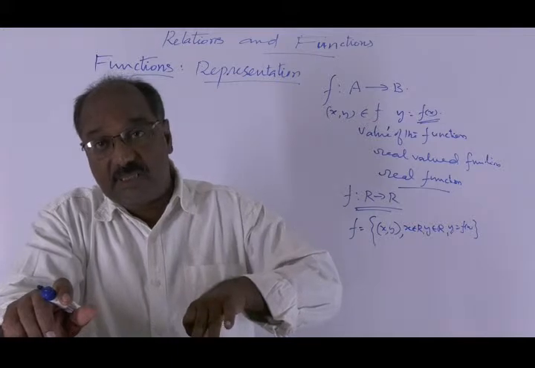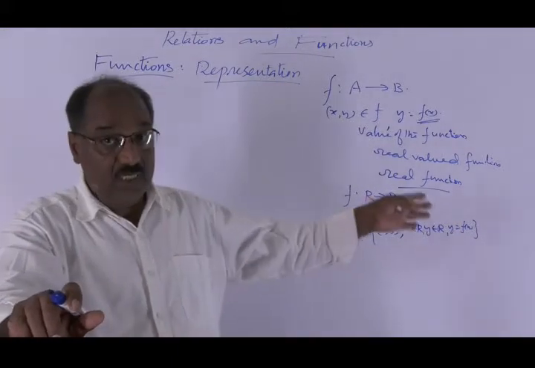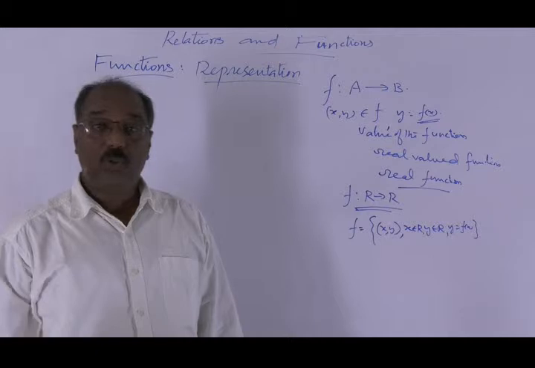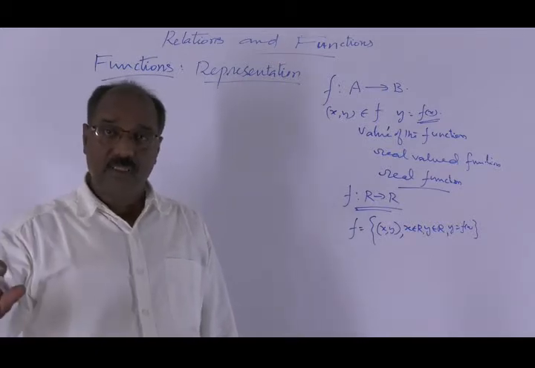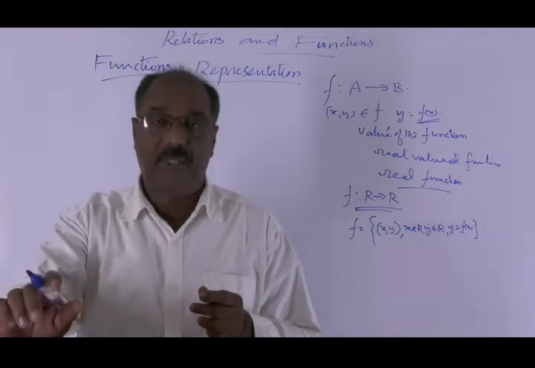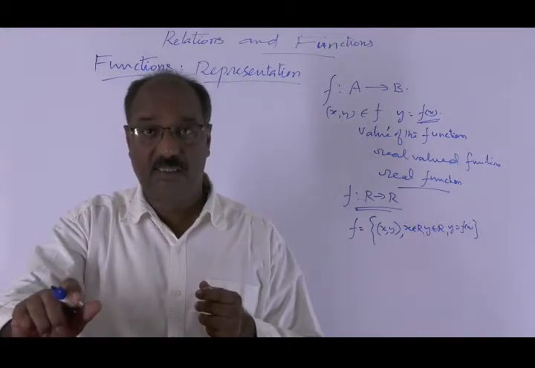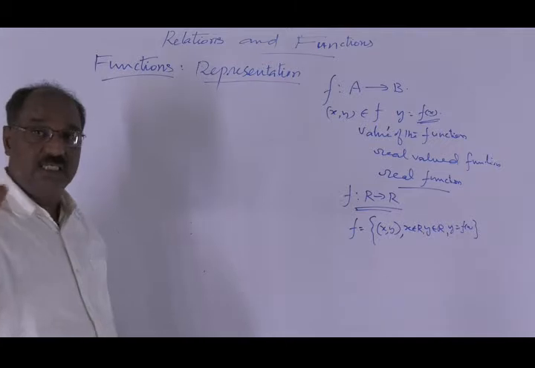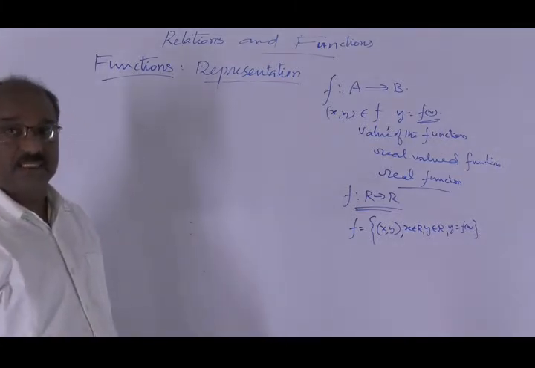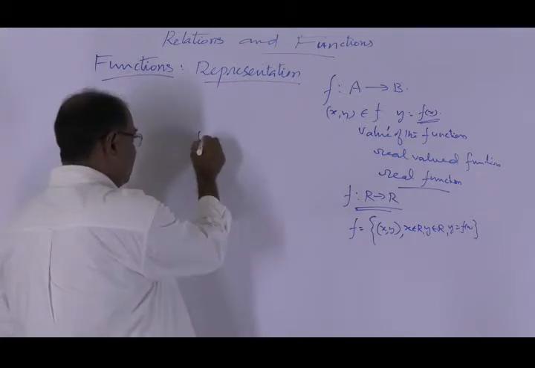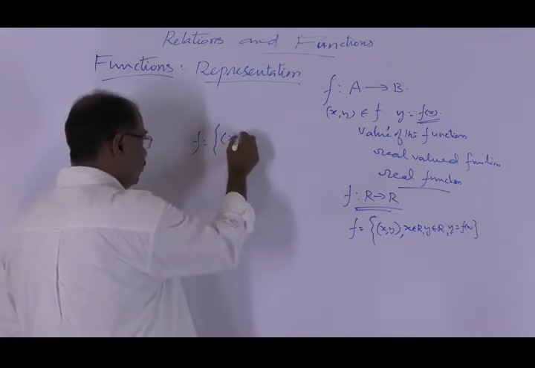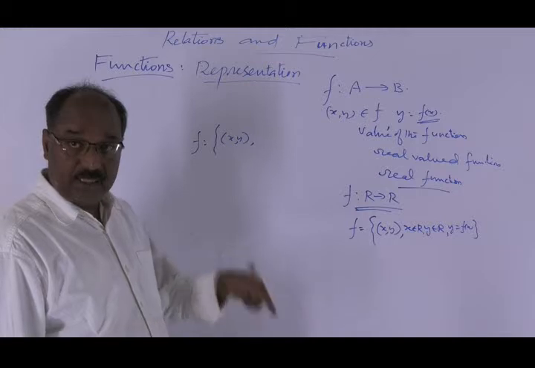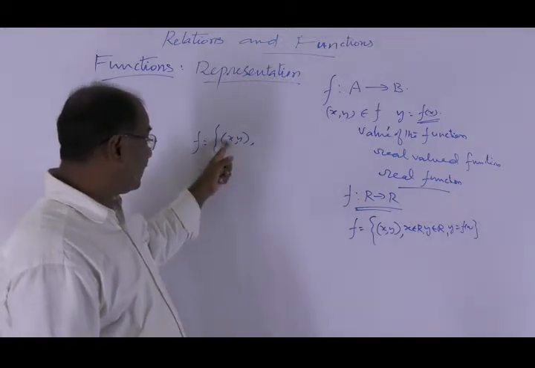The arrow diagram representation is also impossible because there are infinitely many arrows from this R into R. So the only method that can be adopted is the set builder method. We build the set. The method is this, that we have discussed in the case of relations: f is equal to the set of all such ordered pairs (x, y) with x element of R, y element of R, and specify the rule connecting this x and y.